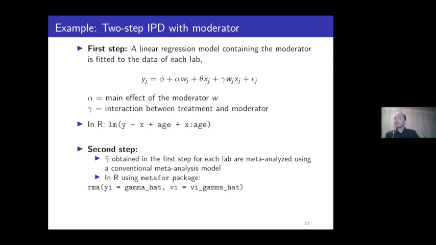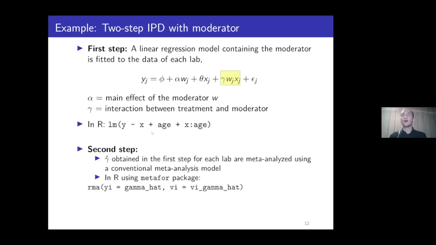So something else that you might want to do, because that's usually an aim in meta-analysis, is that you want to include moderator variables. And if you include these moderator variables, then you fit a slightly more complicated regression model. And in this regression model, what you do is you include the main effect of the moderator W in this case, and you include also additionally the interaction effect between the moderator W and the treatment effect X.